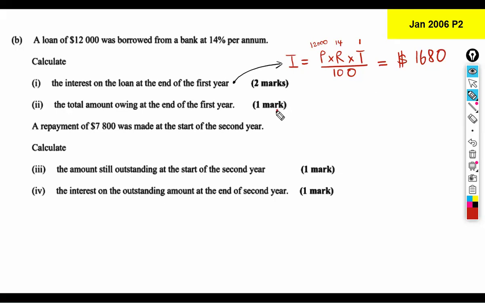So how much do you owe at the end of the year? You borrowed 12,000 and now you have to pay an extra on it, which is normal. That's how loans normally work. It's 12,000 plus the interest, okay?